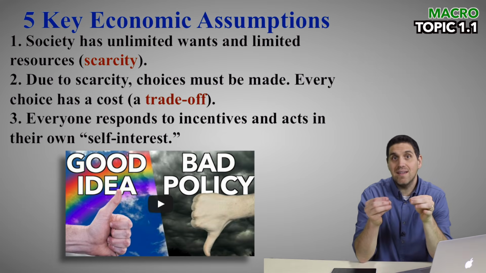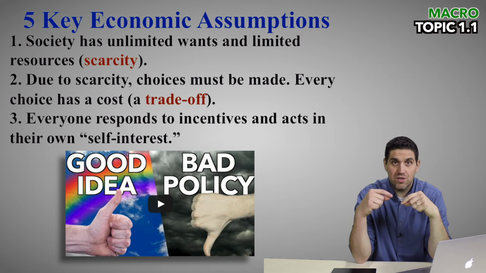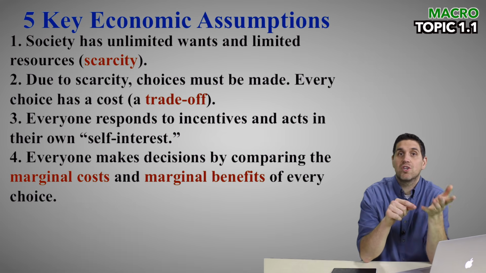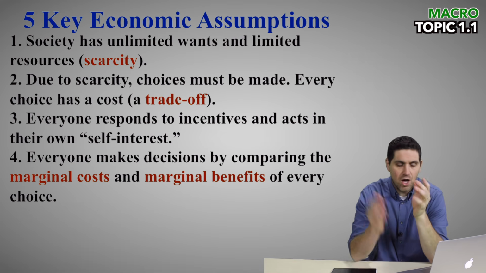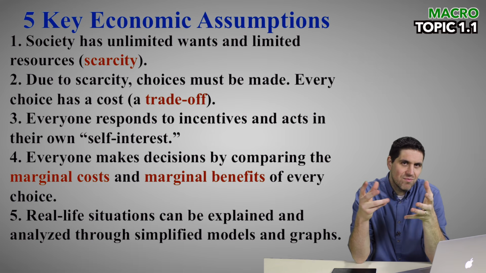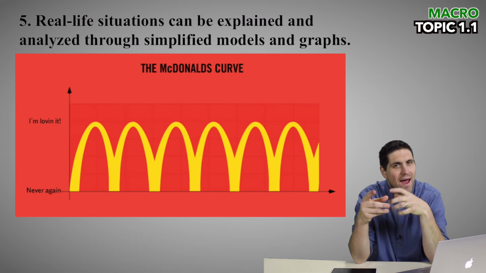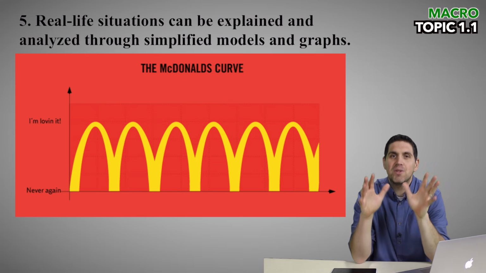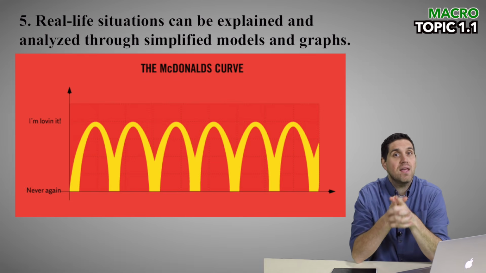Everyone responds to incentives and acts in their own self-interest, right? And then for number 4, everyone makes decisions by looking at the additional benefit and the additional cost of their decision. So you weigh the benefits and costs of every decision. And last one, life can be explained kind of with graphs. You can use graphs to explain life. You can explain the economy with graphs. It's not perfect, but you're going to see a lot of graphs in this class, starting here in Unit 1.